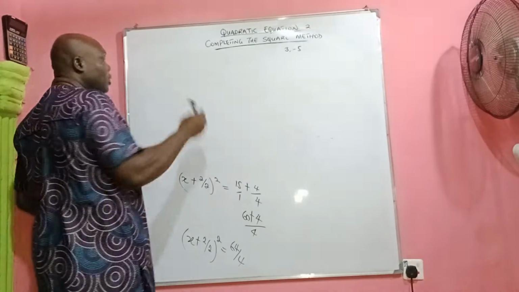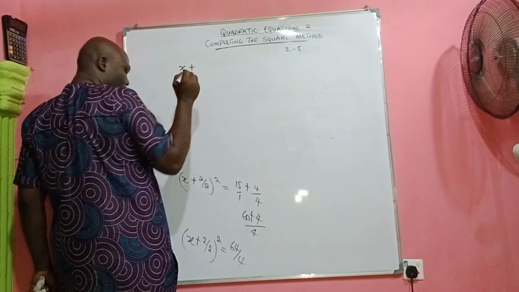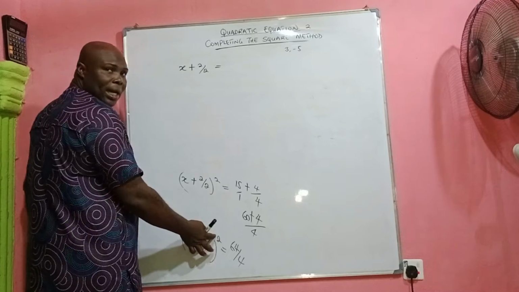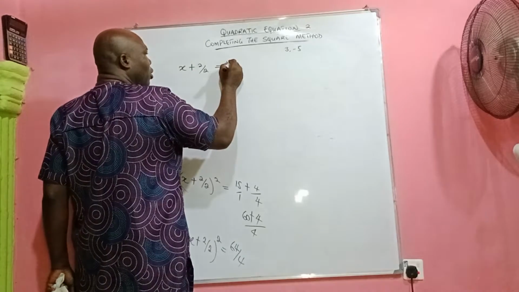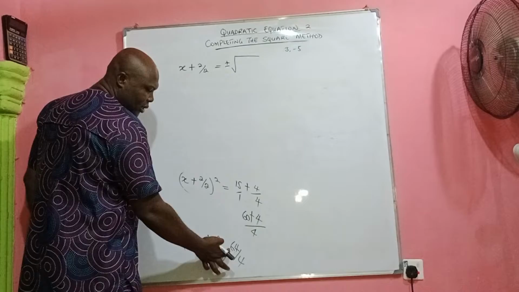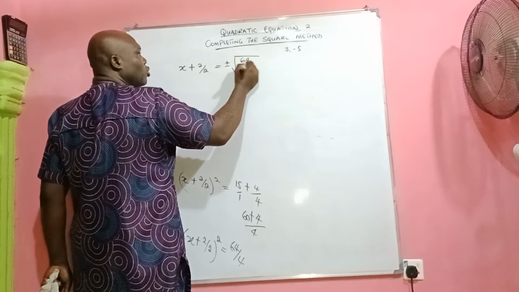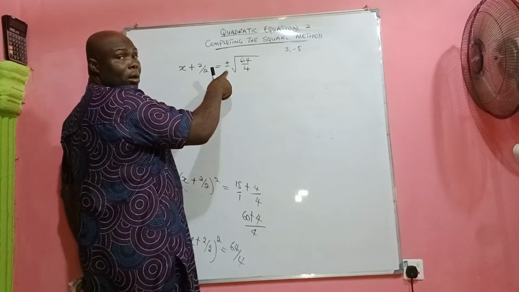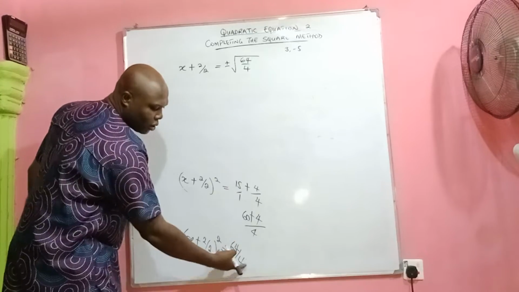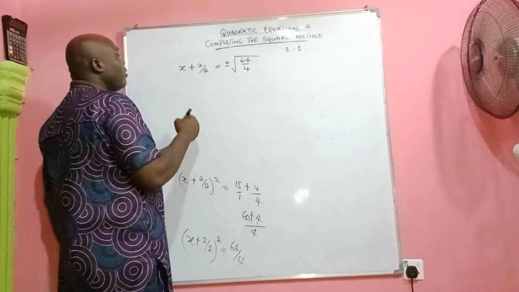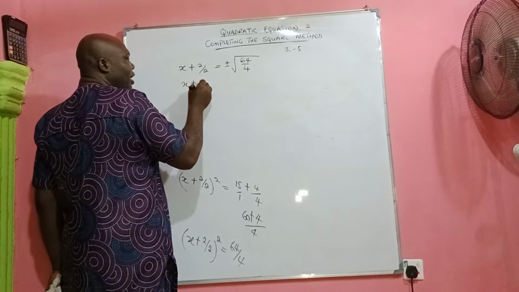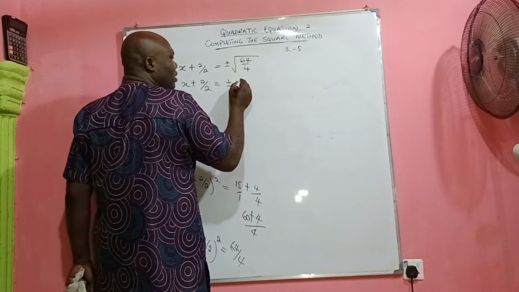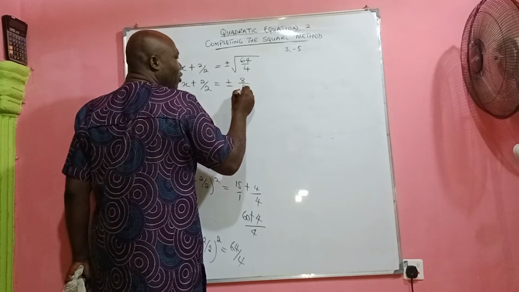So at this point, we are going to have (x + 2)/2 equals, this square now crosses the equality sign to become plus or minus the square root of 64/4. When the square crosses the equality sign, it becomes plus or minus the square root of what you had originally, which is 64/4. So at this point, you are going to have (x + 2)/2 equals plus or minus. The square root of 64 is 8, and the square root of 4 is 2.